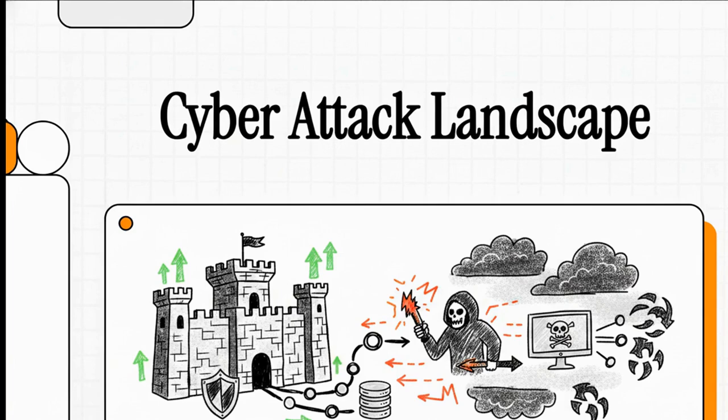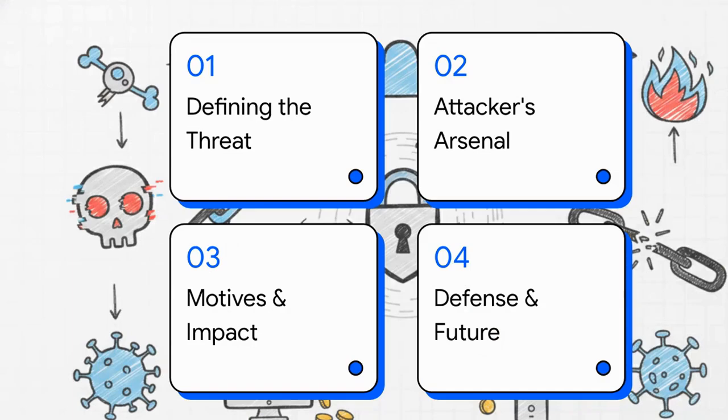We're going to break down exactly how these threats actually operate, why they're happening, and crucially, how organizations can step up and defend themselves. So, here's our roadmap for the Explainer. We'll start with Section 1, Defining the Cyber Threat. Then, 2, The Attacker's Arsenal. 3, Motives and Business Impact. And finally, 4, Defense and Future Threats.